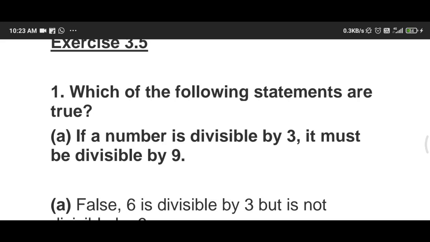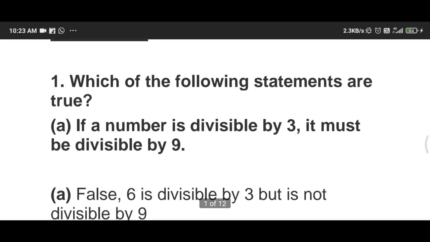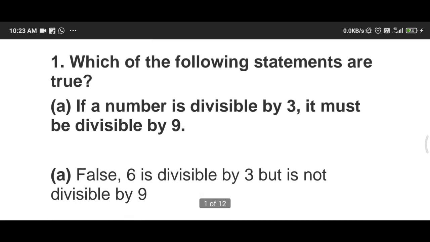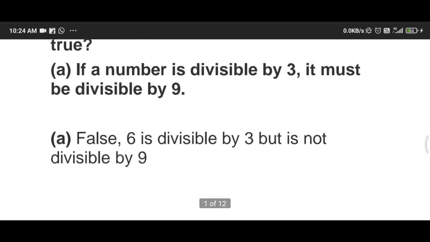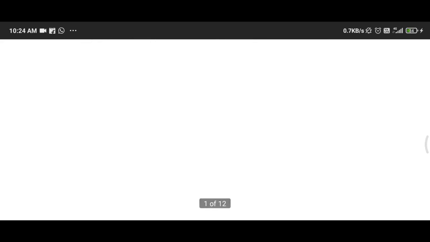First part: if a number is divisible by 3, it must be divisible by 9. It is false. For example, 6 is divisible by 3 but it is not divisible by 9. So it is false.